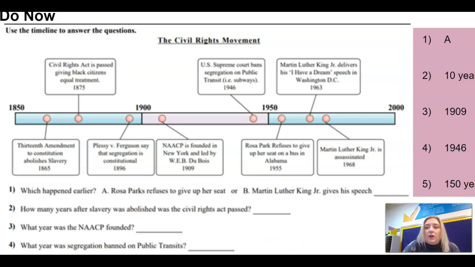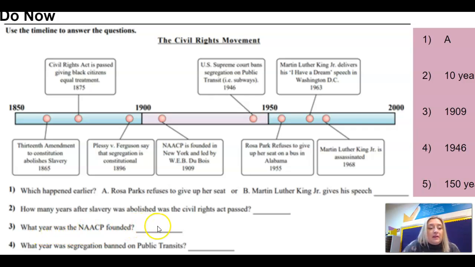All right, so number one, it would be A. You see that A, Rosa Parks gave up her seat in 1955, and Martin Luther King gives his speech in 1963. How many years after slavery was abolished was the Civil Rights Act passed? 1865 and 1875, so that's 10 years. Even though slavery wasn't really abolished, but we're not going to go there.